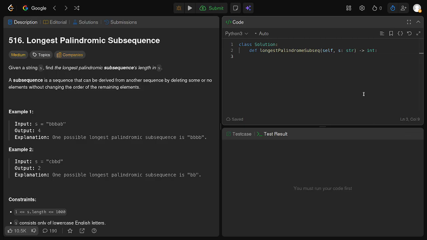Today we are doing medium problem 516, longest palindromic subsequence. Given string S, find the longest palindromic subsequence. S length is 1000, so we want quadratic DP. So my idea is longest palindromic subsequence.